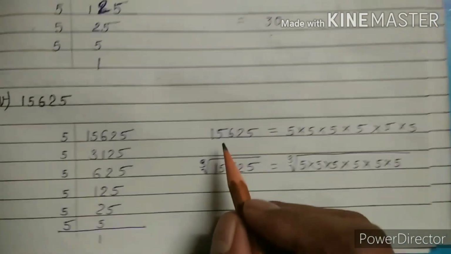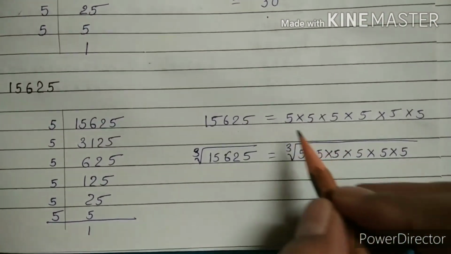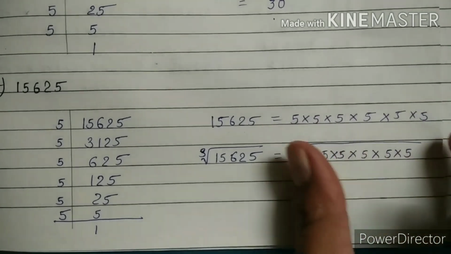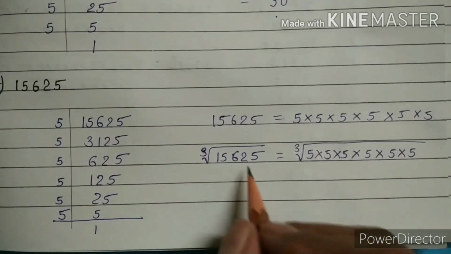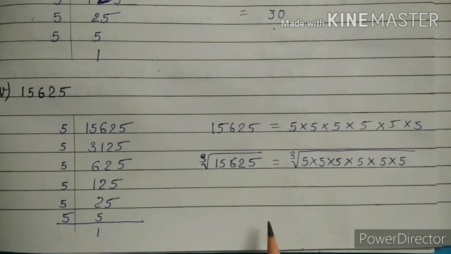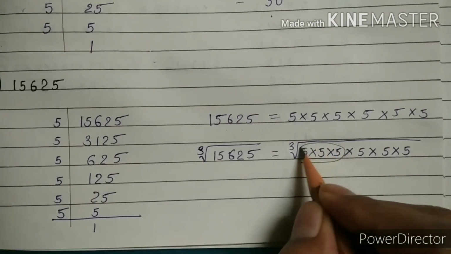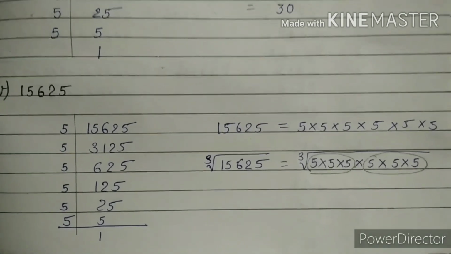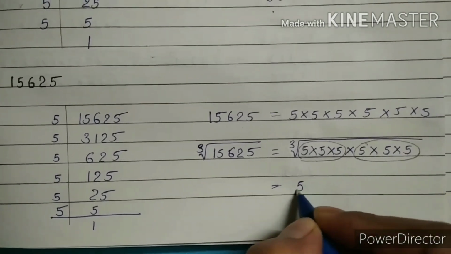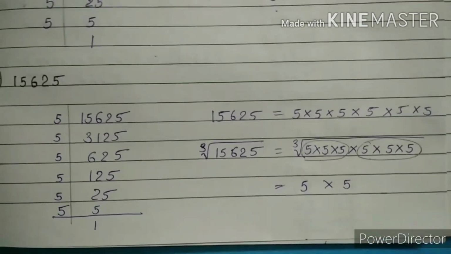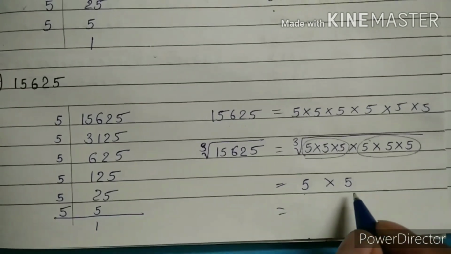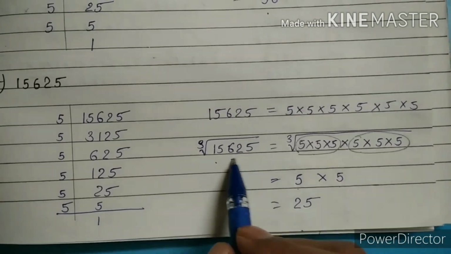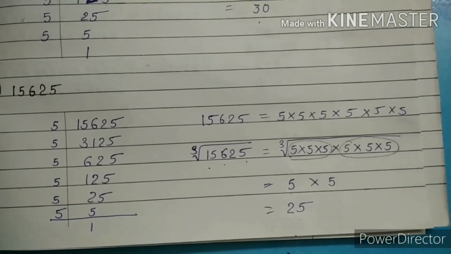Fifth is 15,625. Its prime factors are 5 times 5 times 5 times 5 times 5 times 5. We have to take their cube root, that's why both sides are coming inside the cube root. So it is the first group of three 5s and this is the second group of three 5s. The first group will give 1 time 5, the second group will give 1 time 5. So 5 into 5 is 25. So the cube root of 15,625 is 25.